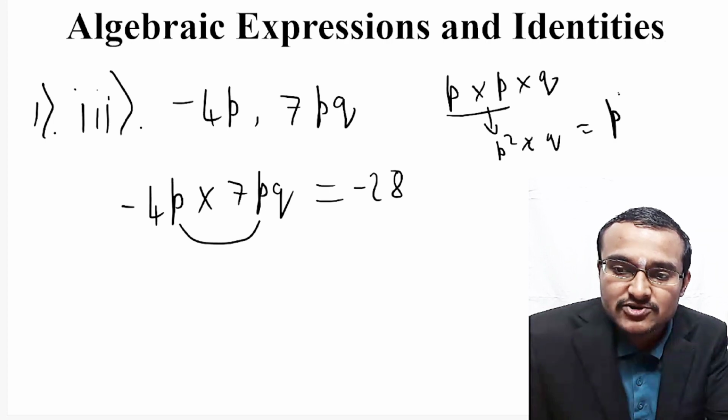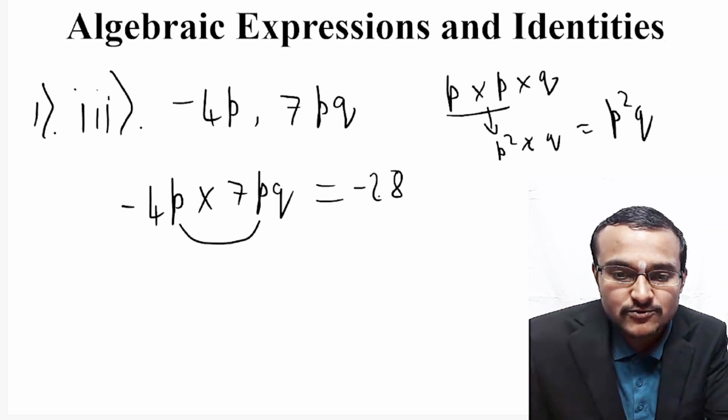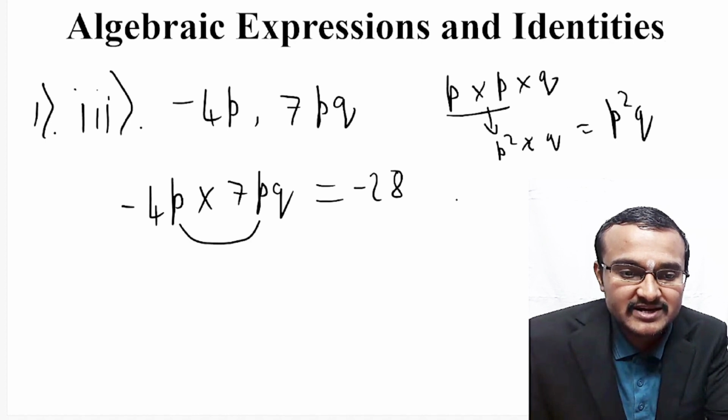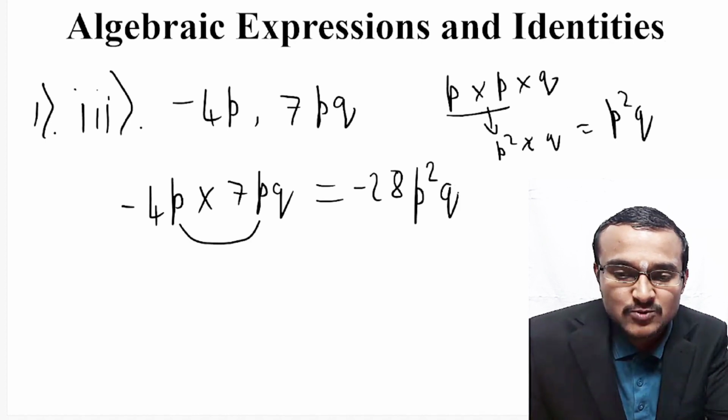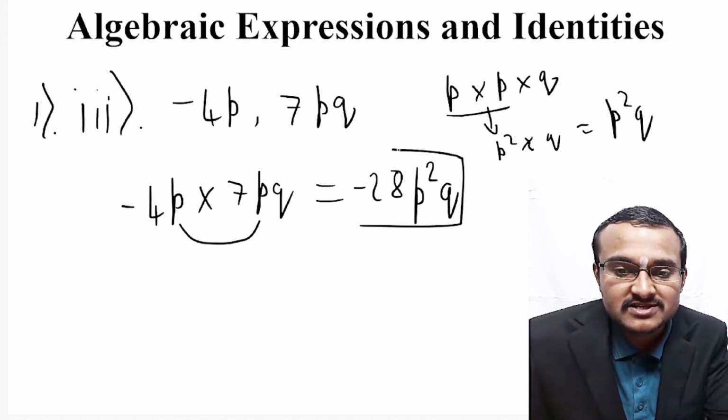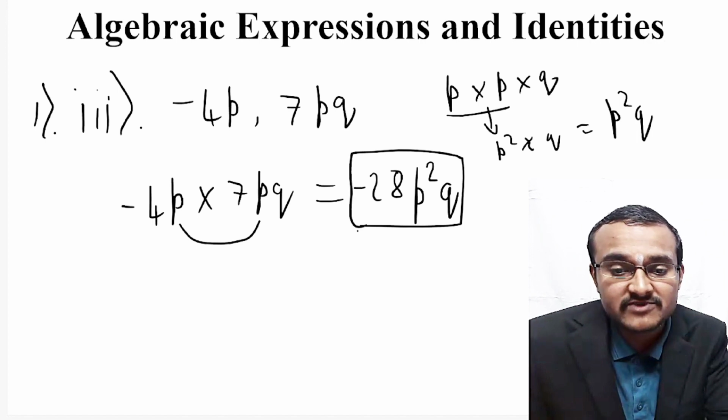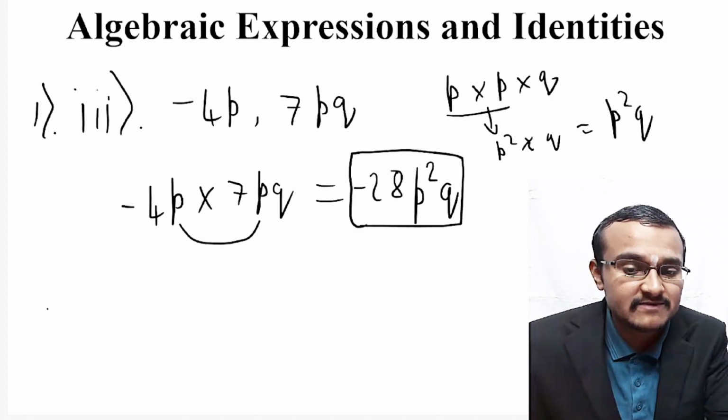So what is p square into q? P square into q will be p square q. So p into pq will be p square q. So the answer for the third question in this first question will be minus 28 p square q.